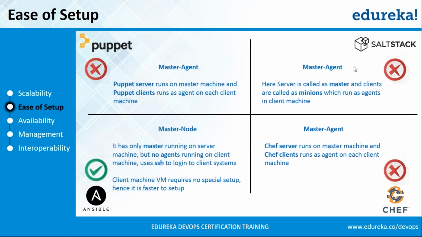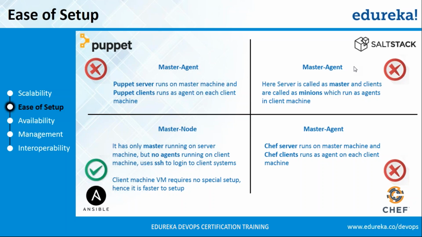So in that Puppet server, you need to install the Puppet master, and in the clients, you need to install Puppet agent. After that, there is a certificate signing between the agent and the master. When we talk about Chef, it also has a master agent architecture. In the master, you need to install Chef server, and in the agent, you need to install Chef client.